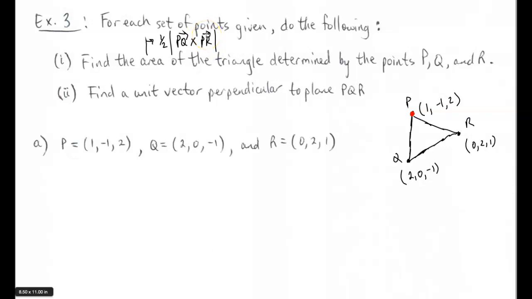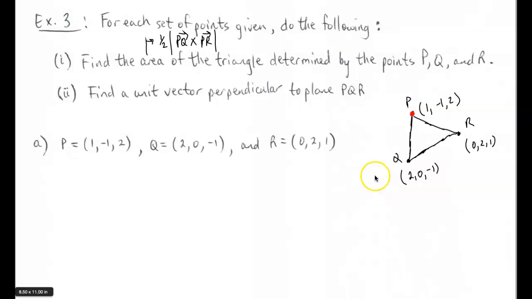So again, in this case, since we are not given what the angle between vector PQ and vector PR is, we're going to use the determinant form of the cross product to be able to calculate it. Before we do that, though, we need to actually state what our actual vectors will be here.